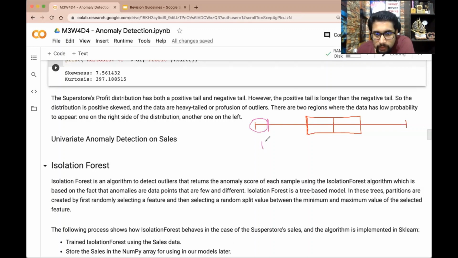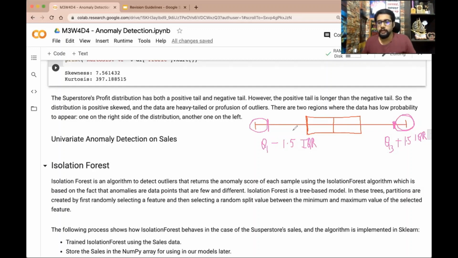So this is nothing but Q1 minus 1.5 IQR. And similarly, you can set it here as well, right? So this is Q3 plus 1.5 times IQR. These are the two values. You will say that beyond these values, whatever values come here are my outliers. So this is how you detected outliers, right?